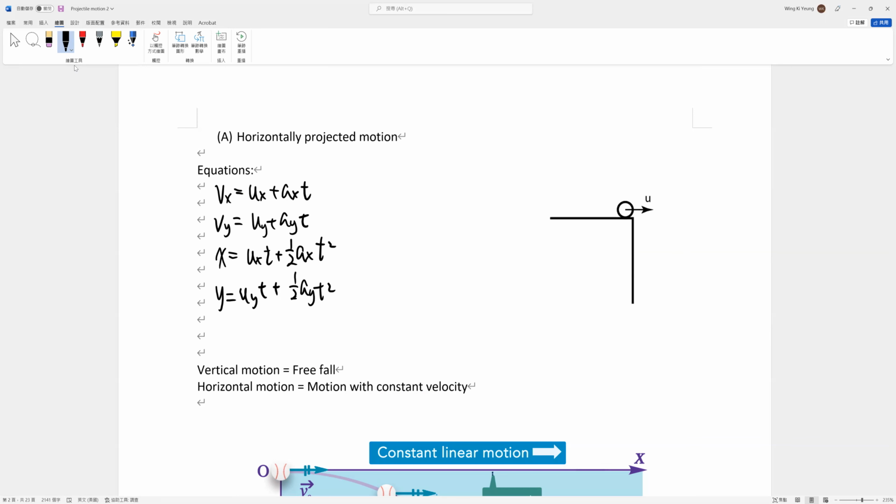from V equals U plus AT and S equals UT plus half AT squared. The next step, what we need to do is, for the initial velocity U, now this is horizontal. So that means Ux should be U and Uy should be 0. There's no vertical component. The initial velocity has no vertical component.